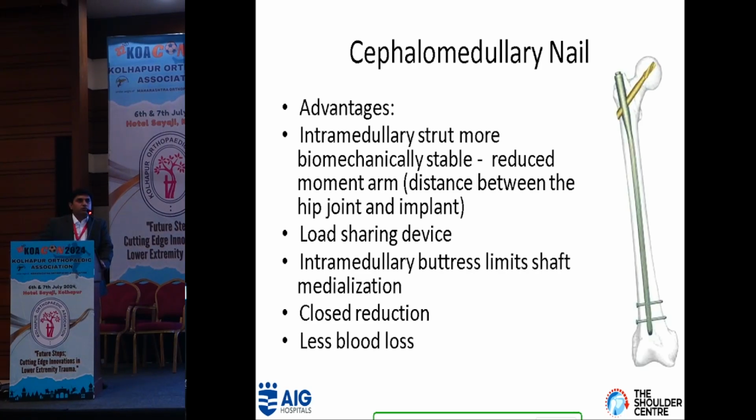Coming to cephalomedullary nails, the advantages are biomechanical. It is an intramedullary device, it acts as a strut, therefore the cantilever effect, the moment arm, that is the distance between the head of the femur where the joint reaction forces act and the implant, is lesser than with the extramedullary DHS. It is a load sharing device, and the intramedullary buttress here prevents medialization of the shaft. It can be done usually as a closed procedure, therefore limited blood loss.